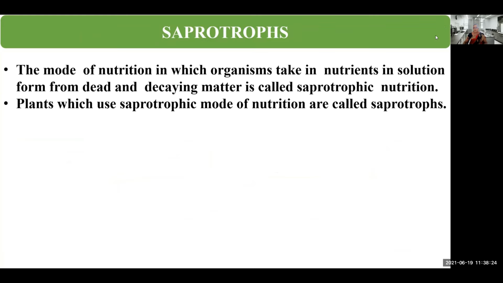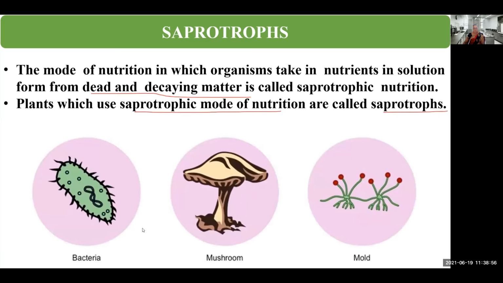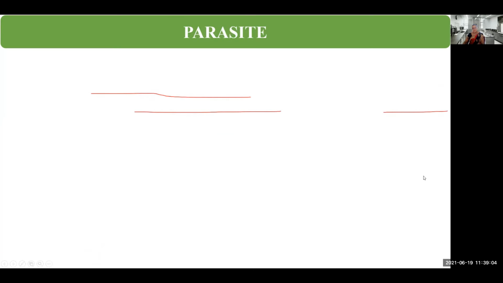As I already told you, the mode of nutrition in which organisms take in nutrition solutions from dead and decaying matter. This is very important. Okay, dead and decaying matter is called saprotrophic nutrition. Plants which use the saprotrophic mode of nutrition are called saprotrophs. So the organisms are called saprotrophs. Example, what are the examples? Bacteria, mushroom, and mold. So these are the examples of saprotrophs.